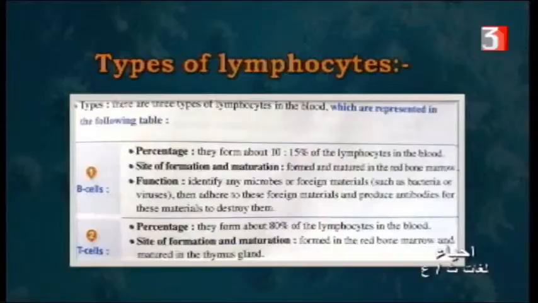What are the B cells? The percentage of B cells is from 10 to 15 percent of the lymphocytes in blood, and they mature in red bone marrow. They identify any foreign body like bacteria or viruses, adhere to this foreign body and produce antibodies against this material to destroy it. About 80% of lymphocytes in the blood are formed in red bone marrow and matured in the thymus gland.